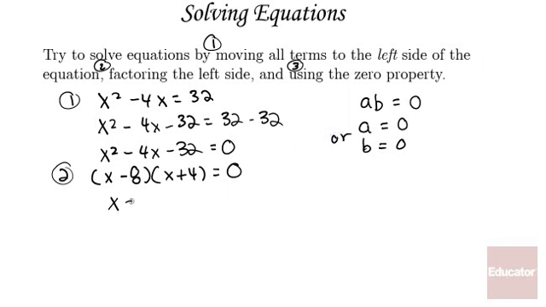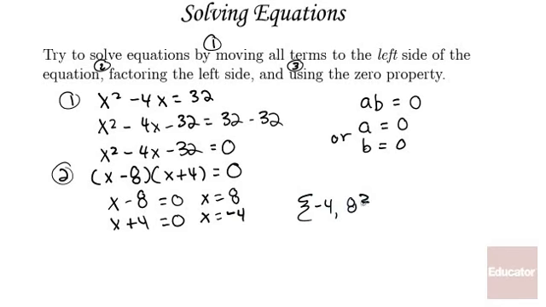Knowing that, I can break this out into x minus 8 equals 0 and x plus 4 equals 0. Solving that out by adding 8 to both sides gives me x equals 8 and x equals negative 4. So my solution set for x is negative 4 and 8. Again, move all terms to the left, factor that left side, and use the zero property.